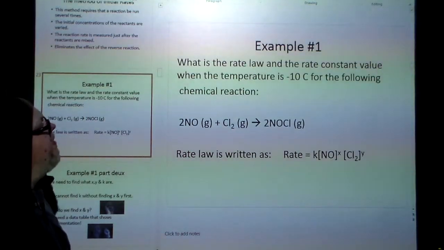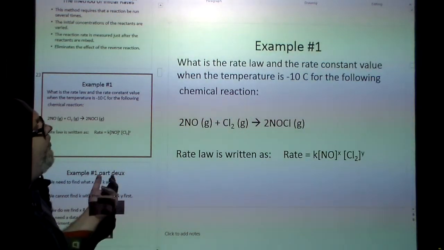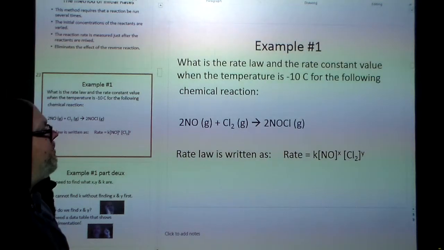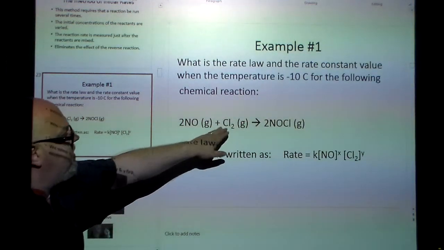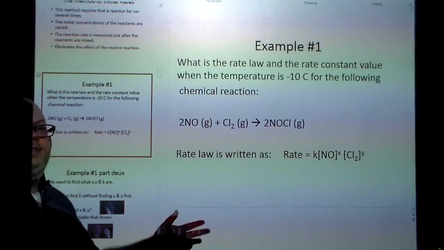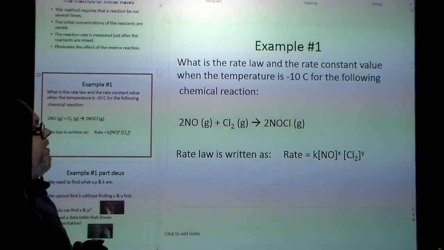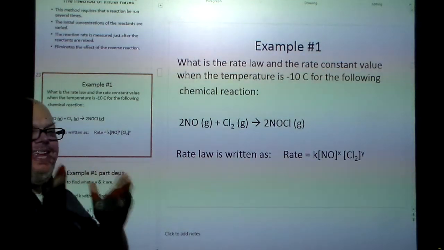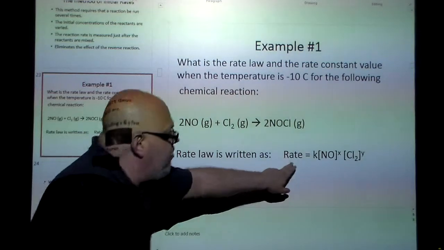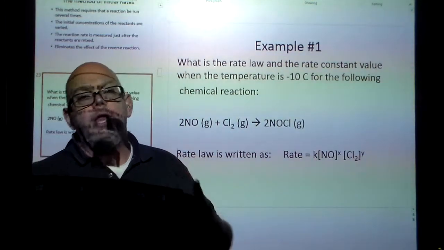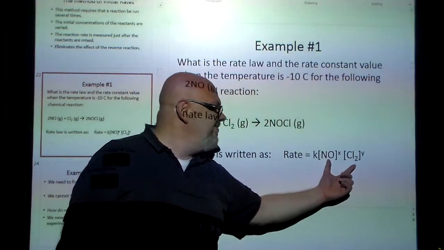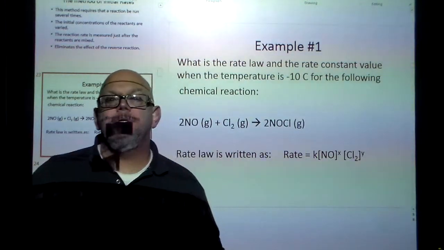So here we go, number one. What is the rate law and the rate constant value when the temperature is negative 10 Celsius for the following chemical reaction? 2NO + Cl2 gives 2NOCl. They gave us the negative 10 degrees Celsius, but we need to find the rate law first. The rate is equal to some proportionality constant K, that's what we need, multiplied by the concentrations of the reactants themselves.